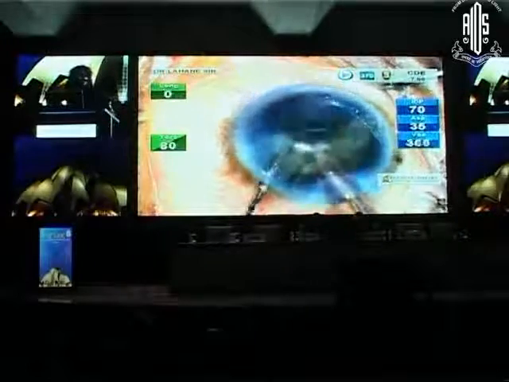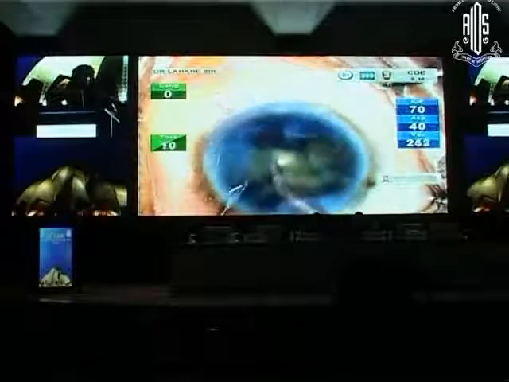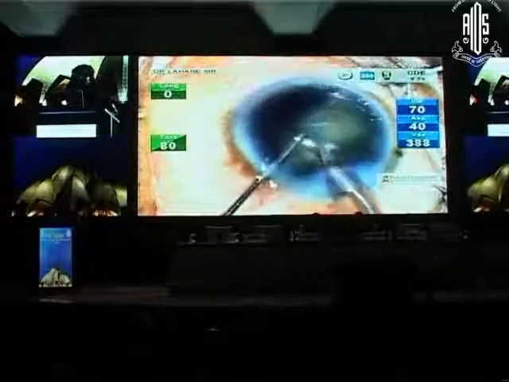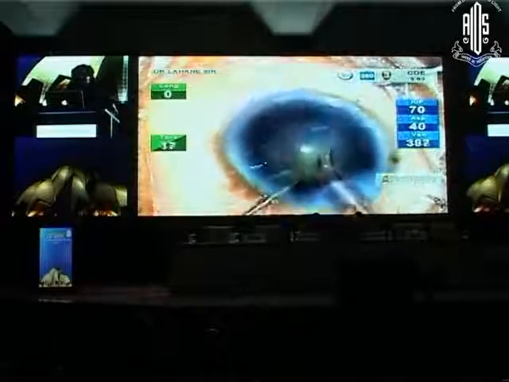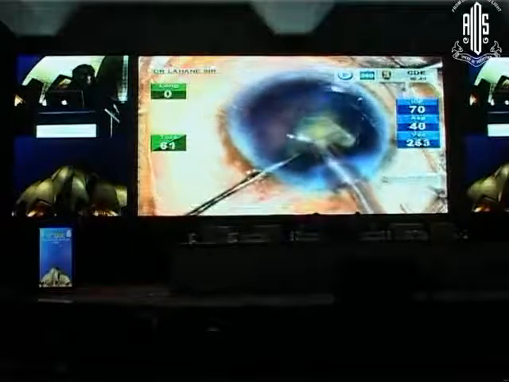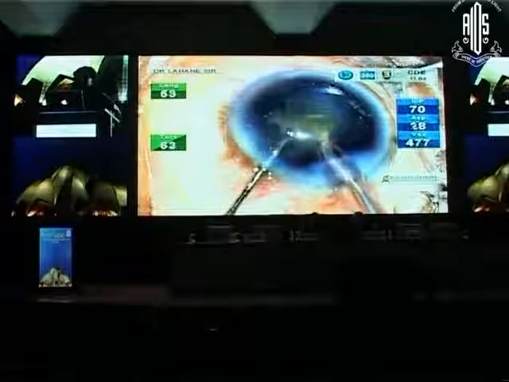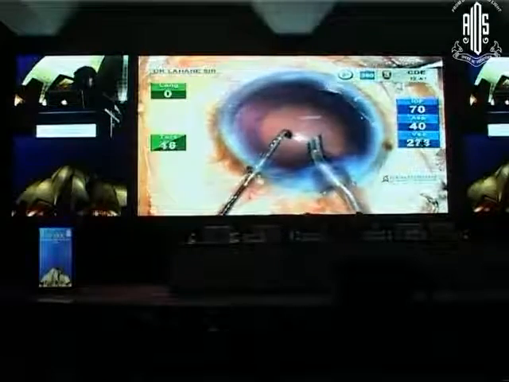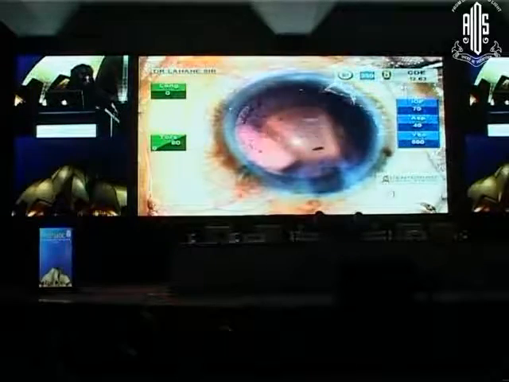So the nucleus is chopped, and then each piece is rotated and brought in front of the phaco tip. Once occlusion occurs, it is emulsified, and then the small pieces of the nucleus are aspirated through the system, giving in effect a complete surgery. As you can see over here, we did not move from the circle of safety.